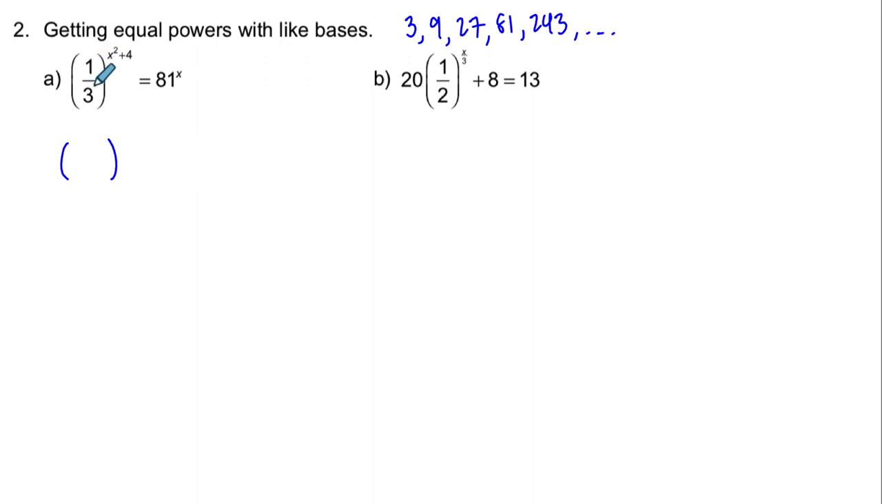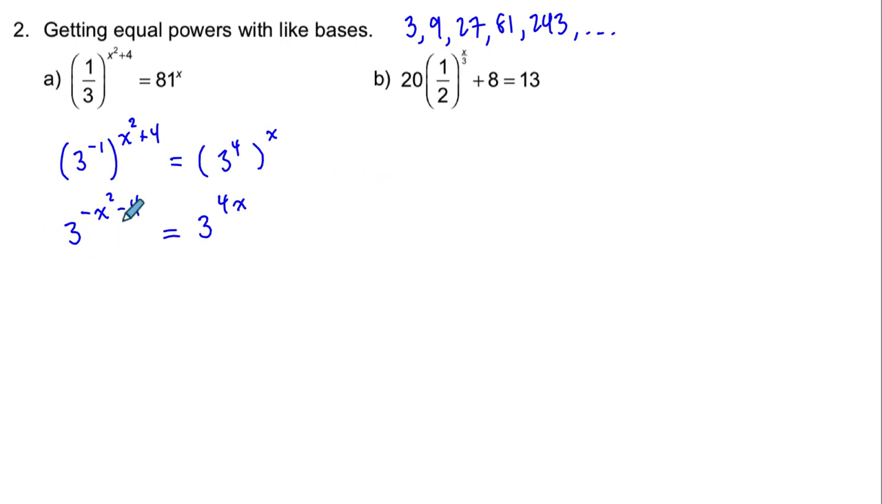The first thing I notice is that 1 over 3 is 3 to the exponent of negative 1. Do make a habit of saying 3 to the exponent of negative 1 and not 3 to the power. And then we have x squared plus 4 as the outer exponent. We can rewrite 81 as 3 to the 4. Then by our exponent laws, we keep the base and multiply the exponents, which gives negative x squared minus 4. And on the right side, we keep the base and multiply the exponents to get 4x.